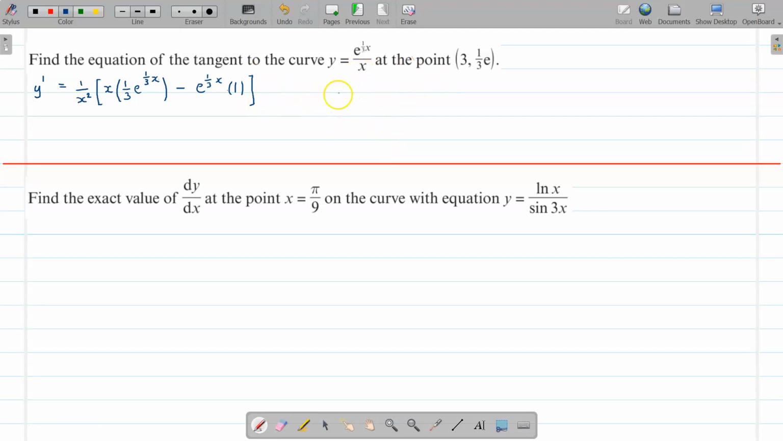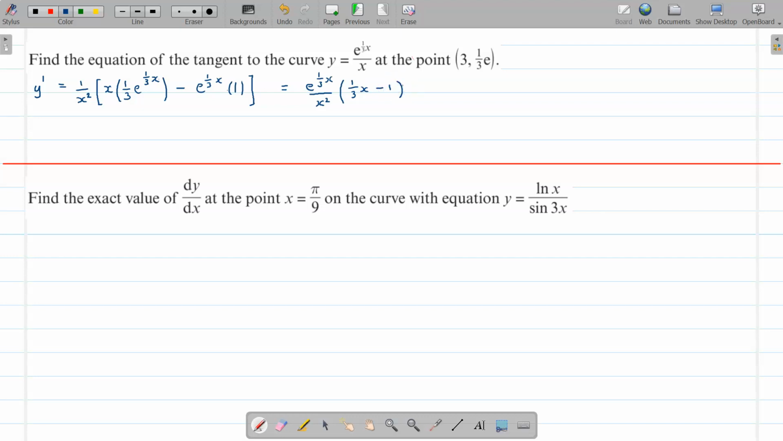Okay, now I can maybe change this around and factorize it, and in fact I'm going to do that by recognizing I've got a common factor of e to the third x over x squared. So I'm going to take out the e to the third x from the bracket. So I have e to the 1/3 x, and that's all over x squared, and then inside a bracket I'm left with 1/3 of x minus 1.